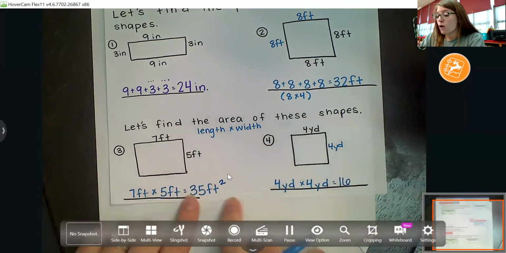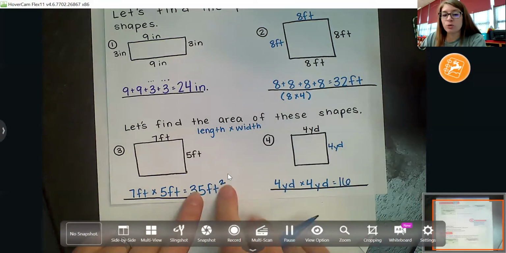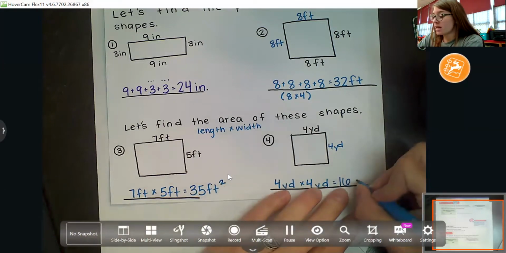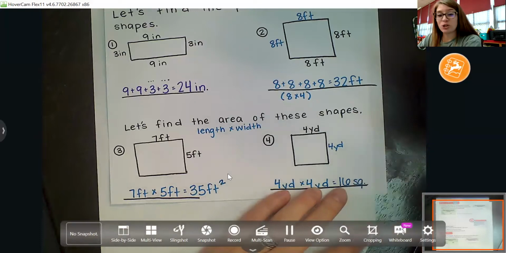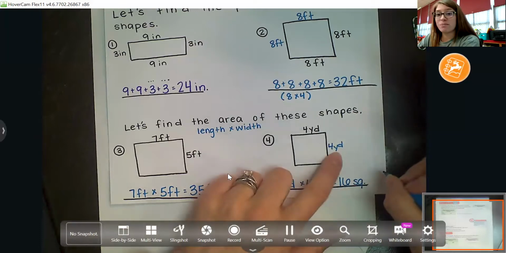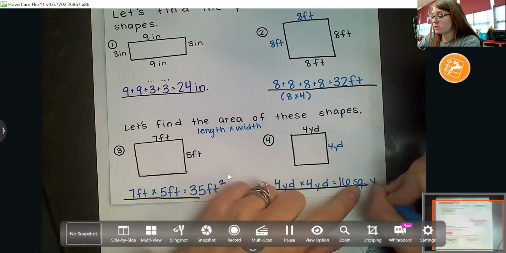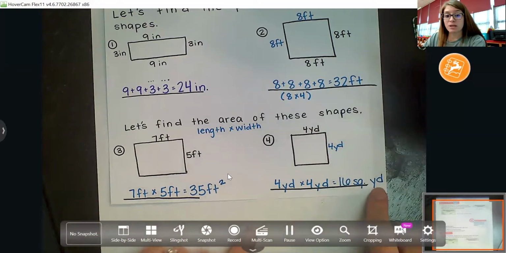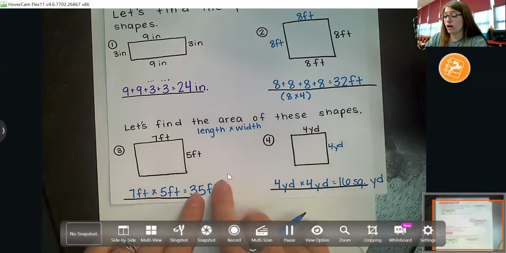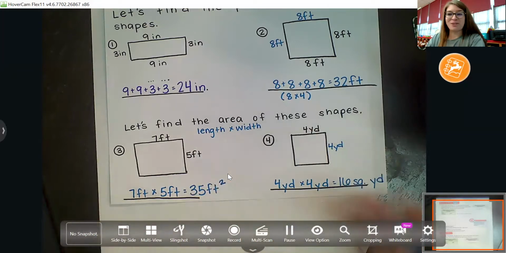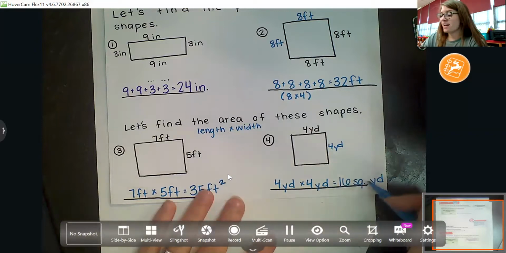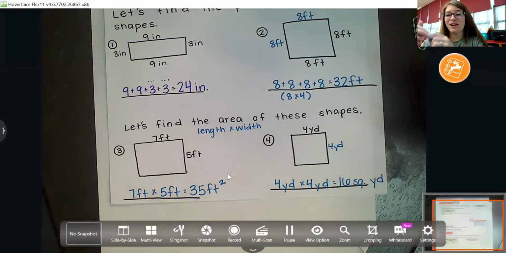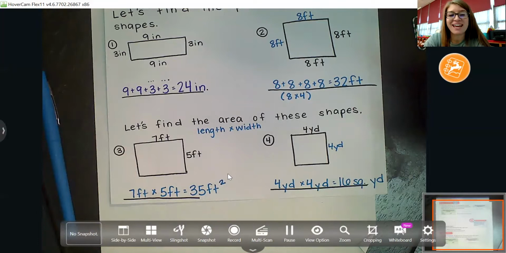So over here we put feet and then the little 2. You can also just say SQ, which is short for square, and then whichever measurement they use. So in this case, they used yards. So you can either say square, whatever the measurement is, or you can say feet squared or yards squared. It'll be just the same, whichever one you're more comfortable with. All righty, that is it for area and perimeter. Just a little bit of a refresher from 3rd grade, hopefully.